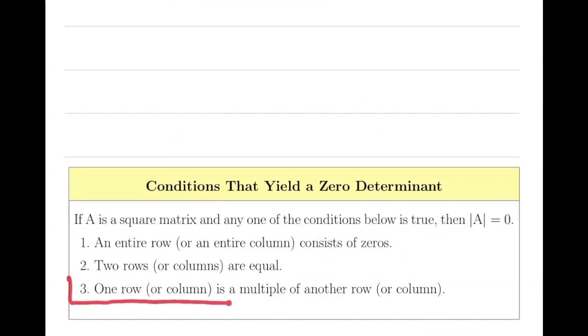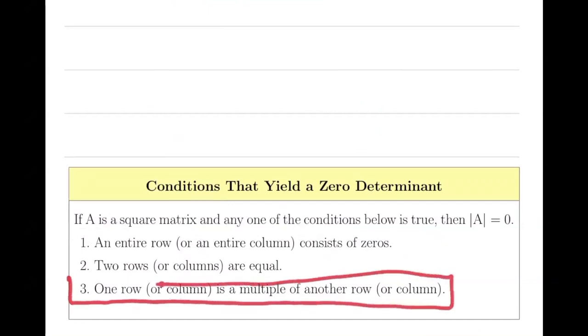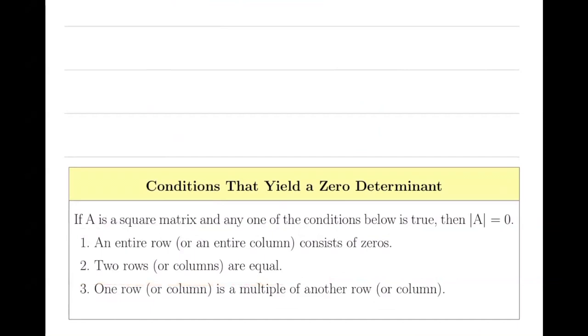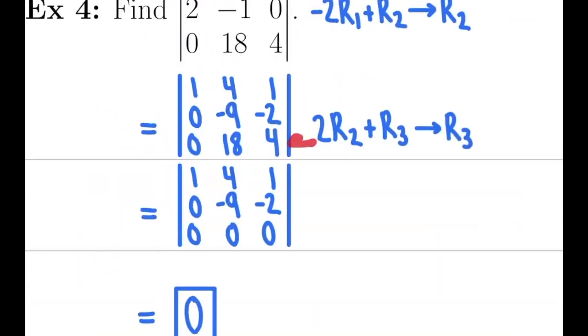And this one's related. If one row or column is a multiple of another row or column, you get a determinant of 0. That's what we saw right here. This row is just -2 times the second row. So you can do this operation on it and you'll get a row of zeros. And that operation does not change its determinant.